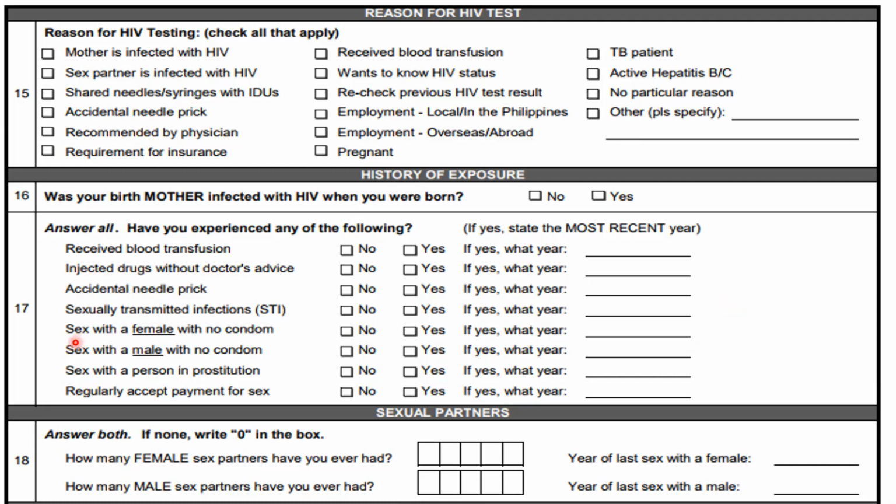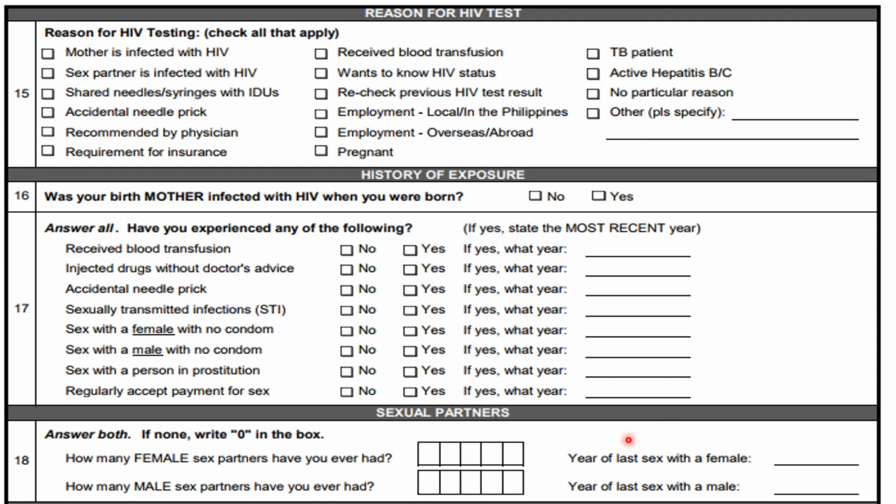If yes, when? Sex with a female with no condom, yes, in what year? Sex with a male with no condom, yes, in what year? Sex with a person in prostitution, yes, in what year? Regularly accept payment for sex, yes, and then what year? If no, then there is no year to follow. Okay? Now, if both, answer both. If none, then write zero in the box. How many female sex partners have you ever had?